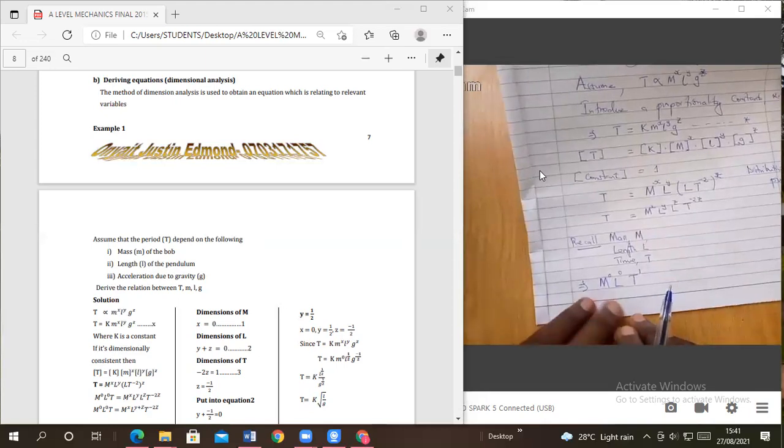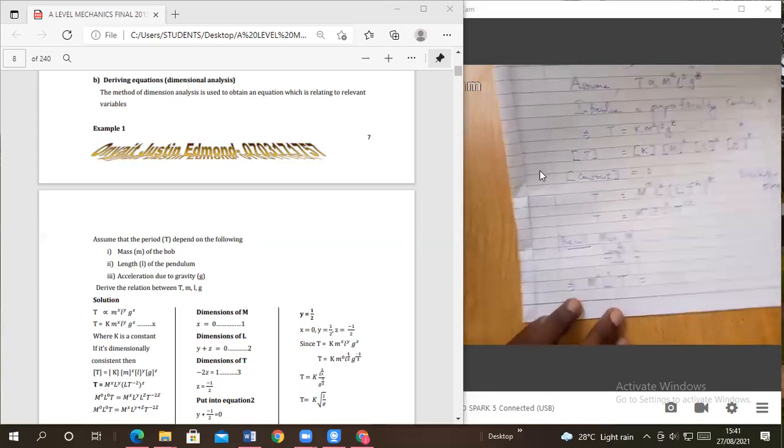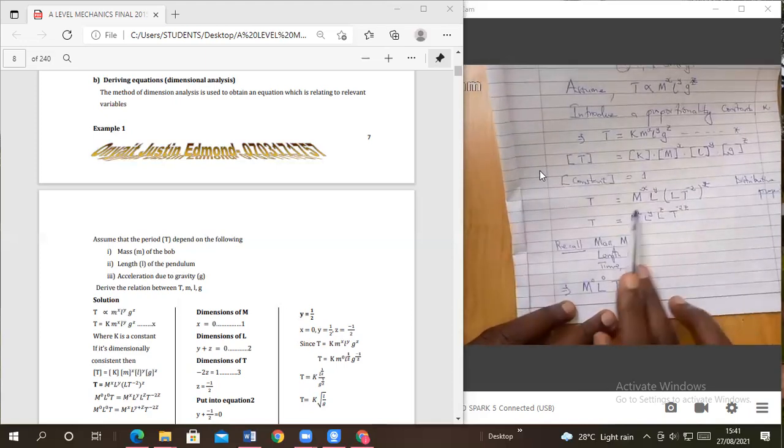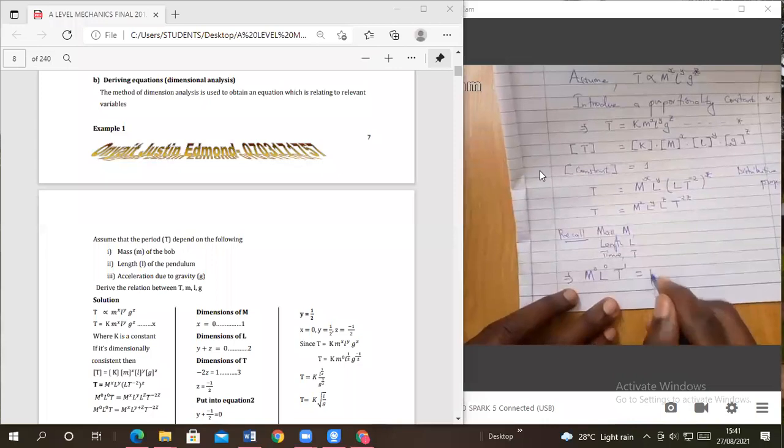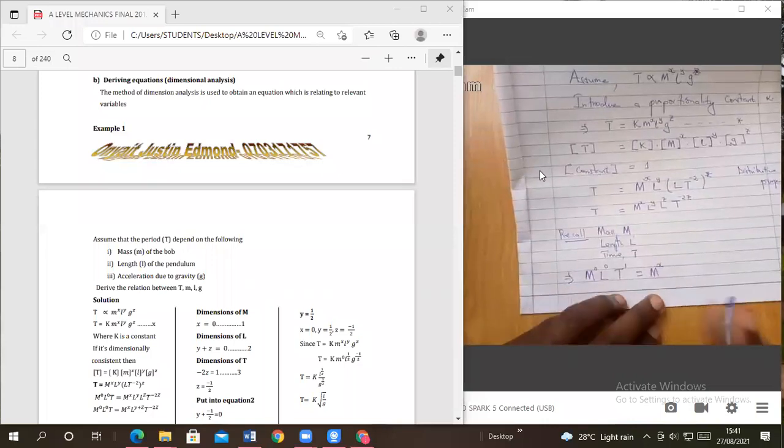Are we together on that? Yes. Now, when you look at this one, I have L here, I also have L there. So we can combine this because they have the same base. So we add their powers. So this one will give us M to the power X. Then our L now becomes Y plus Z. Then T to the power negative 2Z.